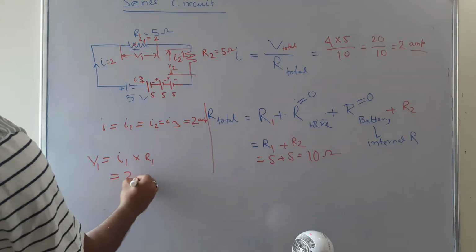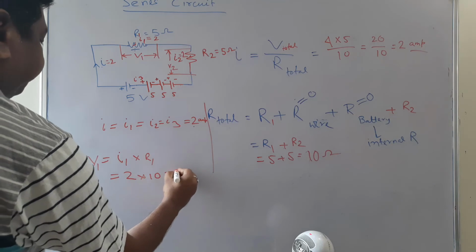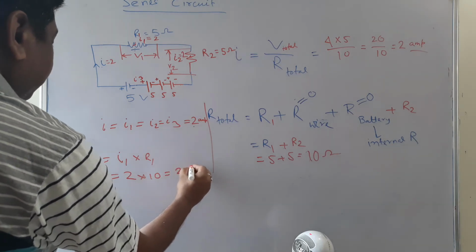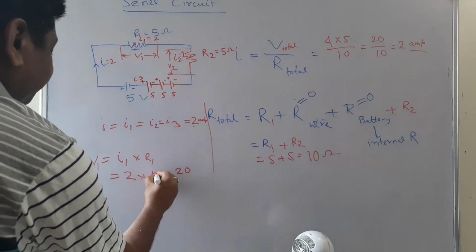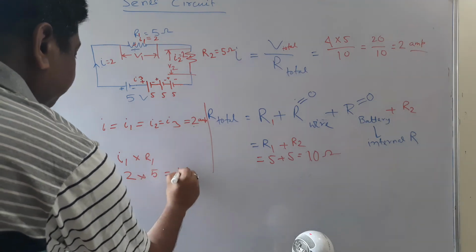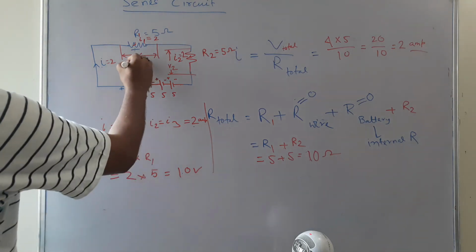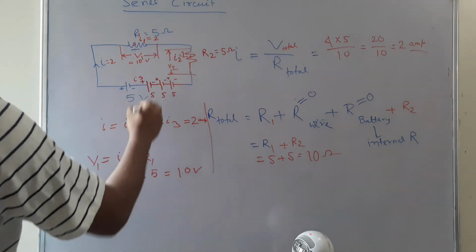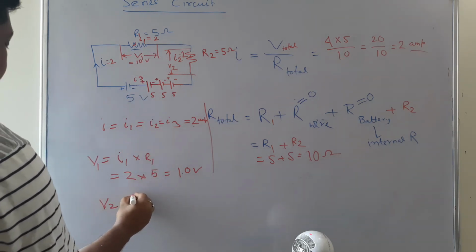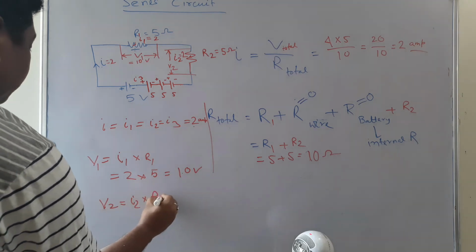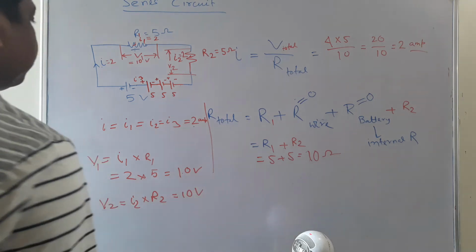So this is 2 into R. R1 is 5, so this is 10 volt. And so V1 equal to 10 volt, and similarly you can calculate V2. So V2 also will be I2 into R2, so that also will be 10 volt.